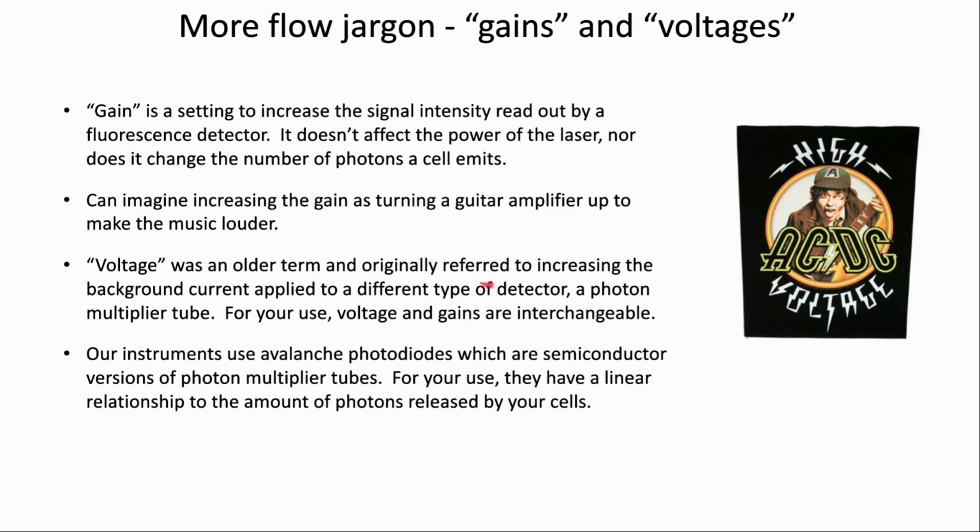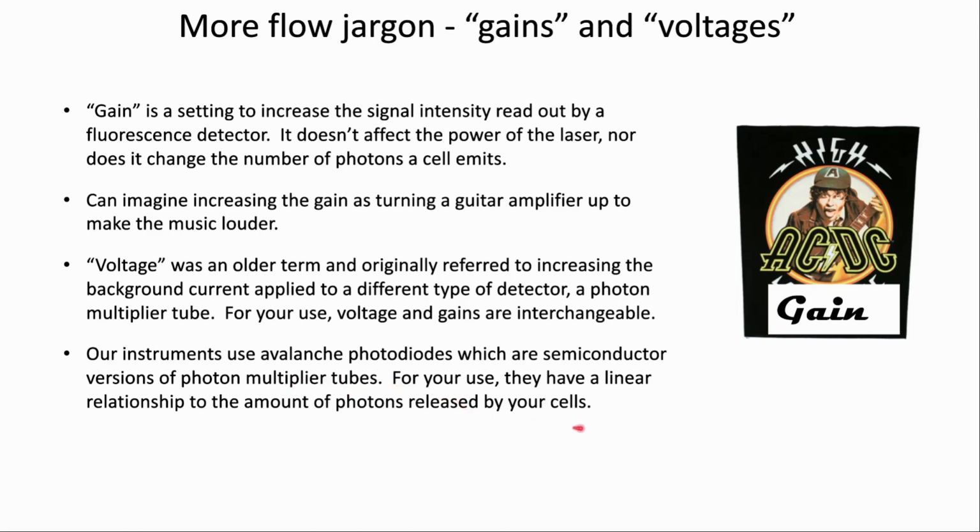Voltage was an older term. It was originally referring to increasing the background current applied to a different type of detector. For our use, voltages and gains are interchangeable. Our instruments, as an aside, use avalanche photodiodes, which are basically semiconductor versions of the older style photomultiplier tubes.